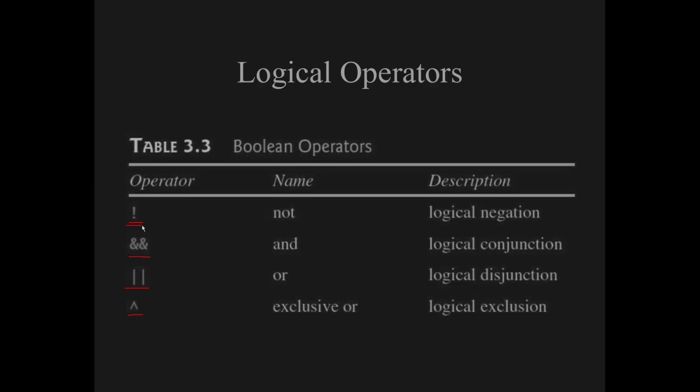So this is true if the thing following it is false. This one's true if the things to its left and right are both true. This one's true if at least one of them is true, and this one's, well, true if the expressions to its left and right are different in Boolean value.